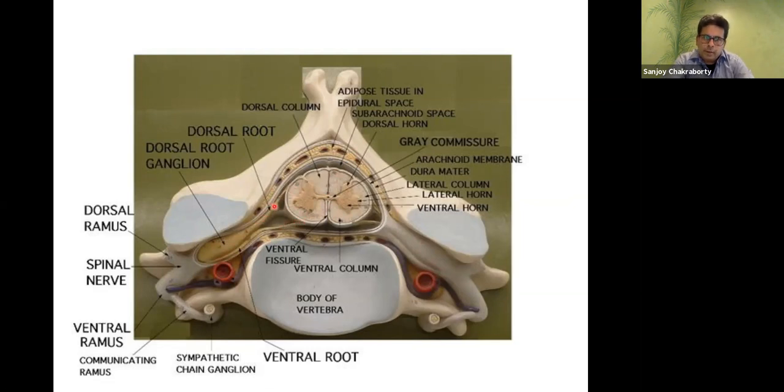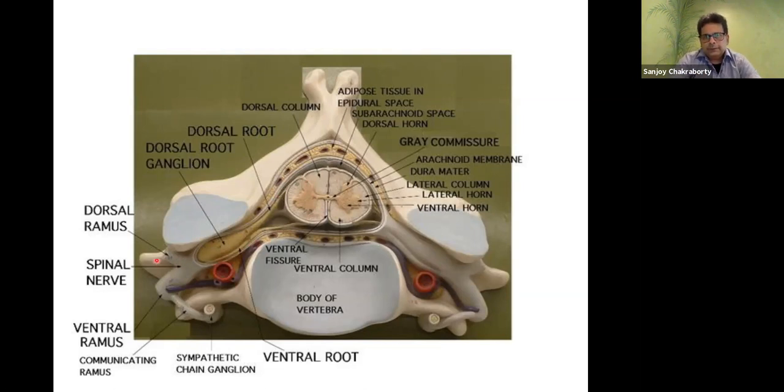Always remember, this is very important to understand: the dorsal root always goes in from the posterior side. And the ventral root always comes out from the ventral side. The ventral root carries motor neurons, and the dorsal root carries sensory neurons. Okay?